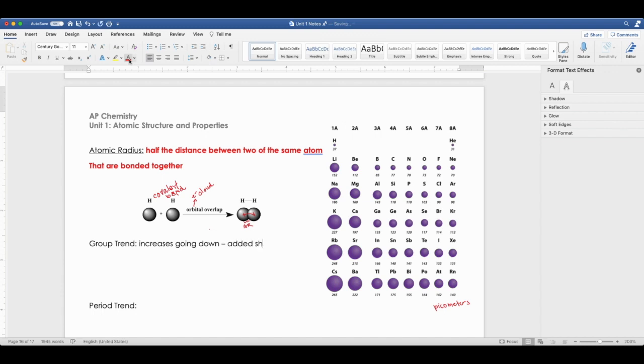So added shells around the nucleus. And not only do those added shells make it larger, but once I add those shells, the nucleus can't pull in those outermost shells anymore, because remember that distance is increasing. So added shells around the nucleus, we could say, prevent the nucleus from attracting electrons as strongly.